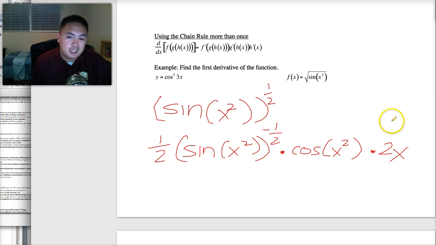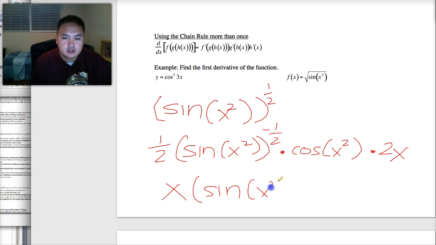Putting these all together and making it nice and neat, what I can do is I can put this 2x in half and combine them together. 2x divided by 2, or 2x times half, is just x. So what I can write is x, parentheses, sine x squared to the negative 1/2, cosine x squared. So there you have it.